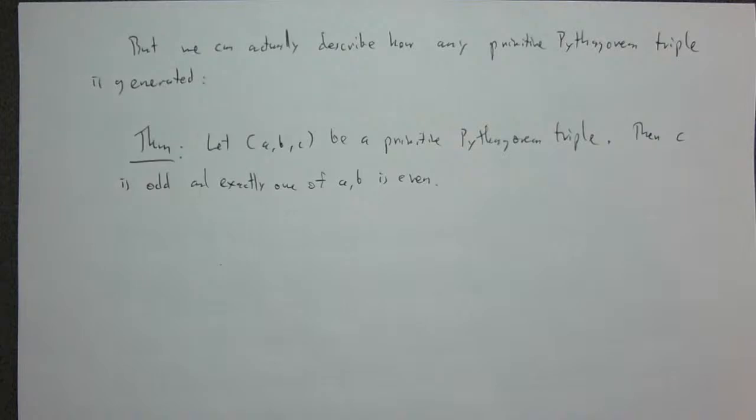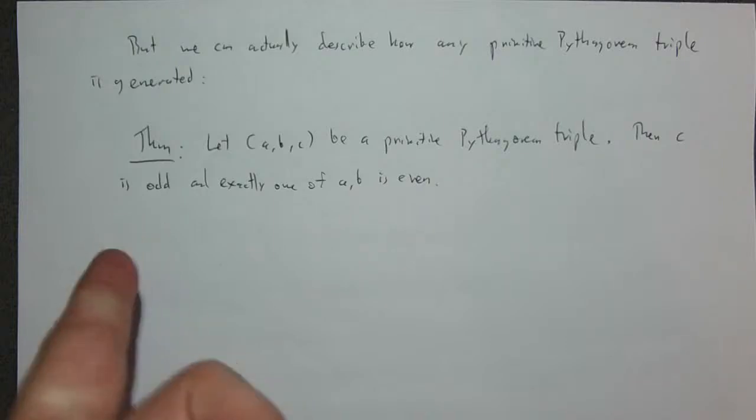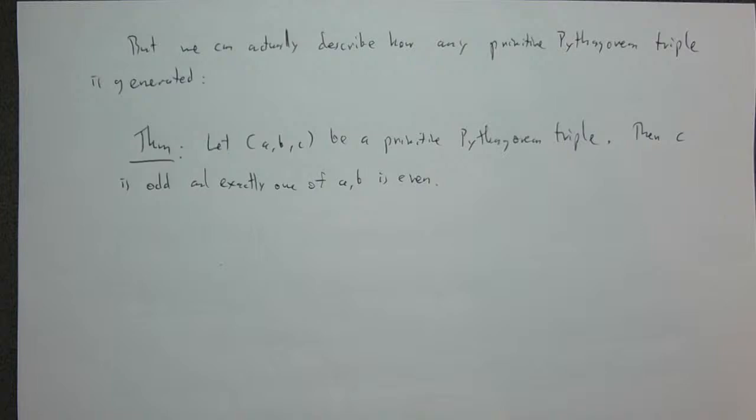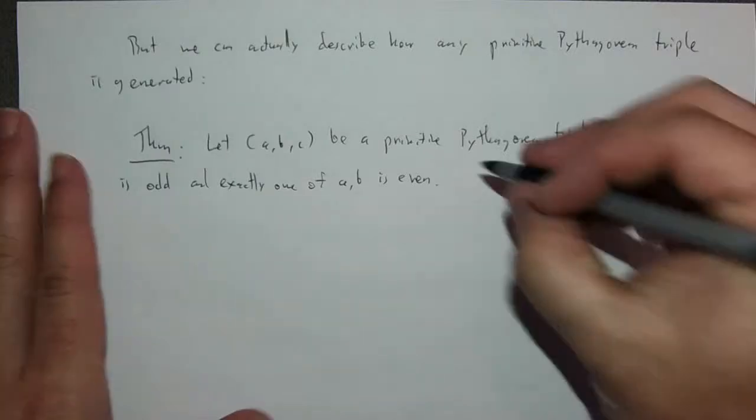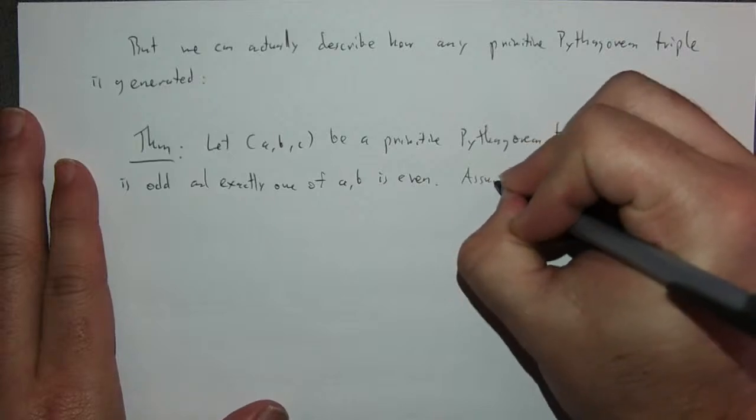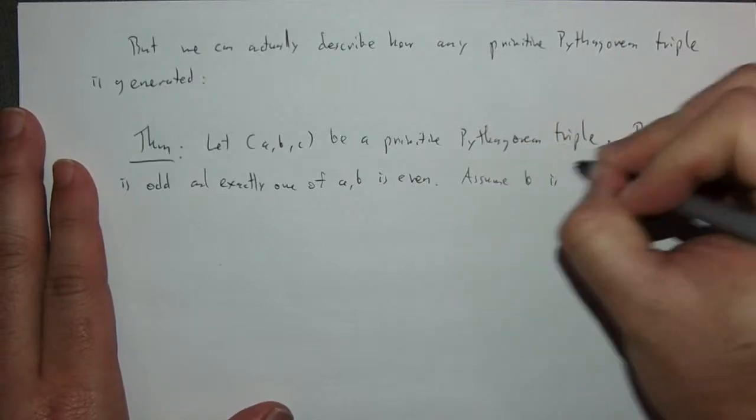Well, that's obvious because if C squared is A squared plus B squared, if both of them were even, then C squared would be even, so C would be even. So it would be at odds with, that was not intentional, the fact that C is odd. Okay, so assume that B is the one that's even.